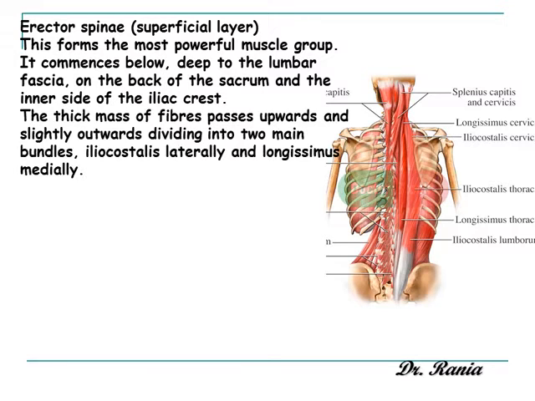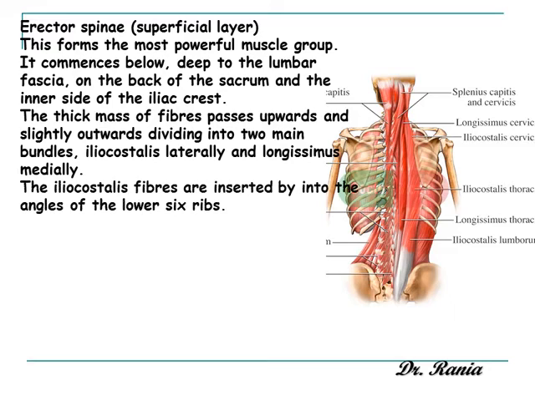It will be divided into three bundles. The lateral one is iliocostalis, and medial to it you will find longissimus. Let's start with the iliocostalis muscle. It starts from the back of the sacrum, the iliac crest, and the lumbar fascia, till the angle of the lower six ribs, and this is iliocostalis lumborum.